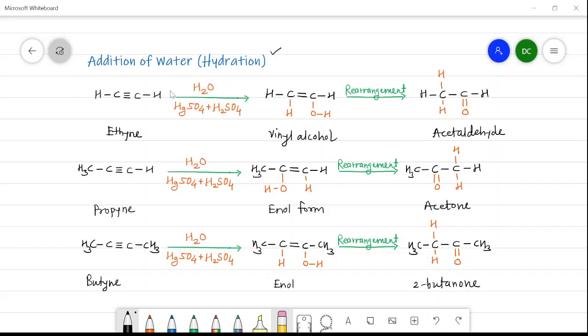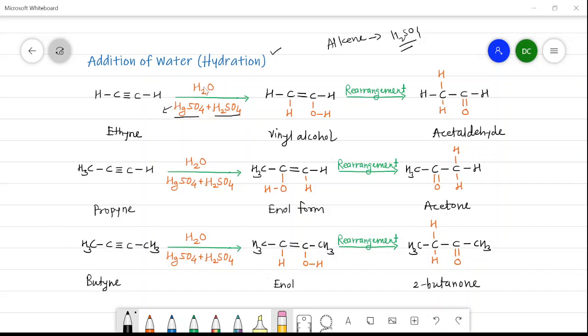Only one molecule is going to add across the alkyne, but in the presence of mercuric sulfate and H2SO4. In the case of alkene, we have studied the hydration reaction where we use dilute H2SO4. But in the case of alkyne, we use HgSO4, which is dissolved in the H2SO4. Why is it so? Why do we use mercuric sulfate here? The main reason is that alkynes are less reactive as compared to alkenes. Therefore, to increase the rate of reaction, mercuric sulfate is used.